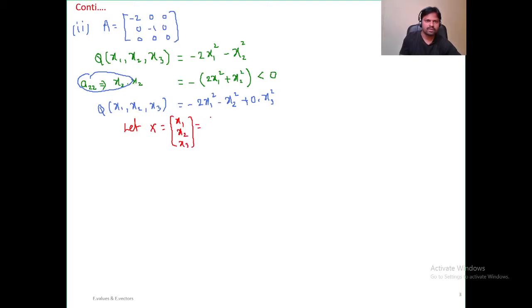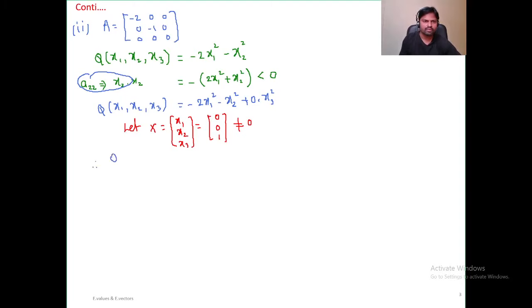So now I am choosing x1 is 0, x2 also 0, and x3 is some 1, or 2, 3, whatever. So simply this is not equal to 0. You have to choose a non-zero vector compulsorily. At this, what is the quadratic form value?